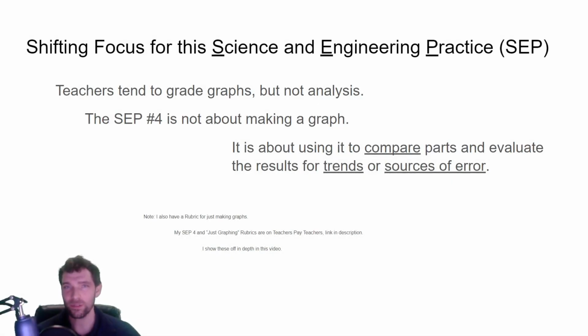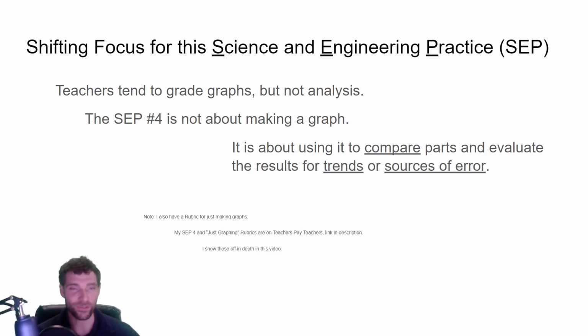When teachers talk about graphing in science classrooms, the focus is almost always on making the graph, like making sure your X and Y axes are to scale and have good labels on those graphs and all that stuff. That is important, and I do include that element in my rubric, but the focus is not around just making a graph, but actually using that to compare parts, look for trends, and understand possible sources of error.